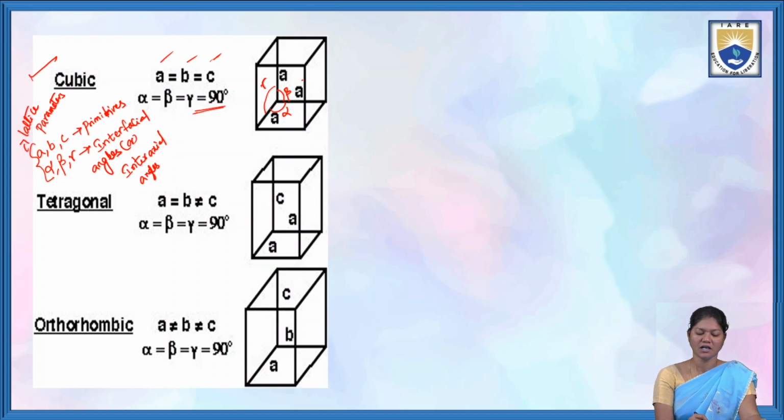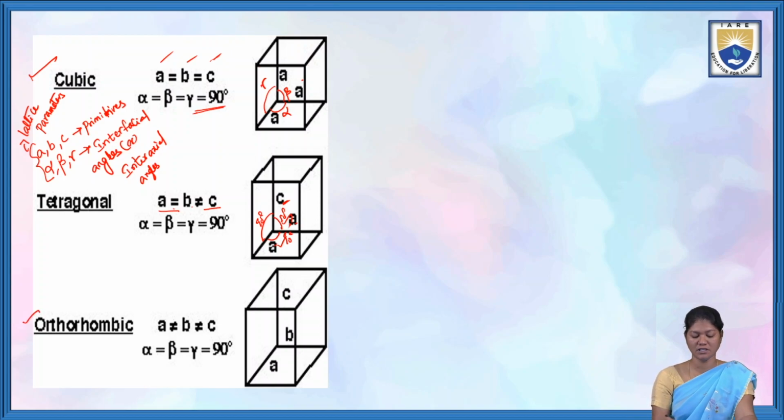Coming to the other crystal, tetragonal. In this tetragonal, A is equal to B, but it is not equal to C. These two are equal, but C is not equal to A or B. And the interfacial angles alpha, beta and gamma are 90 degrees.